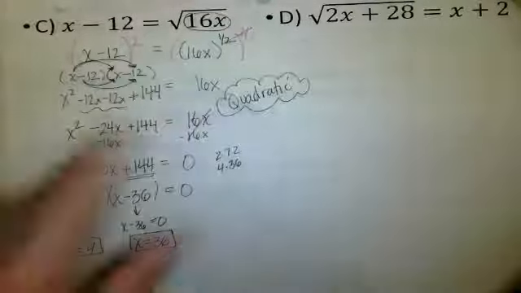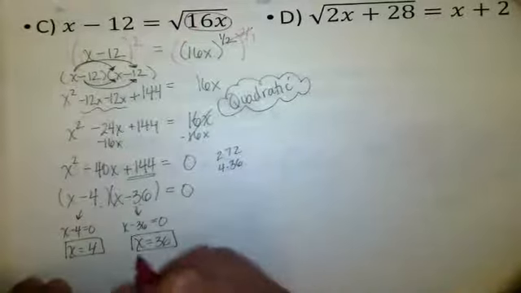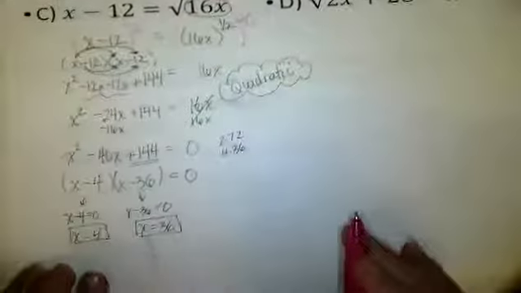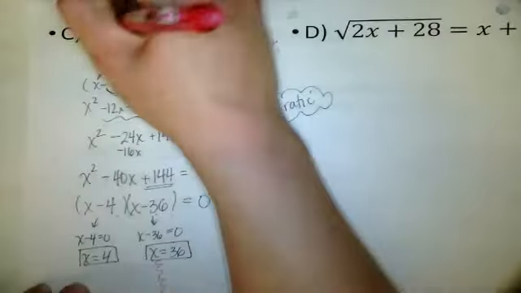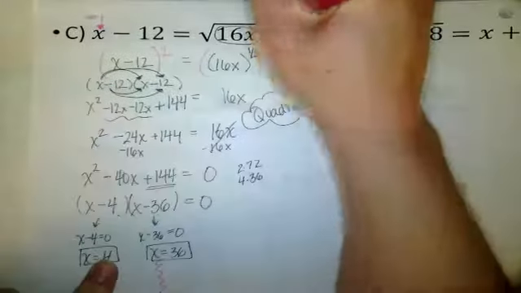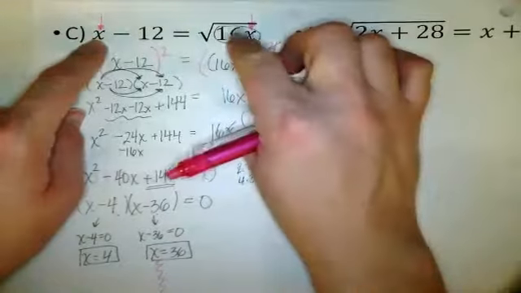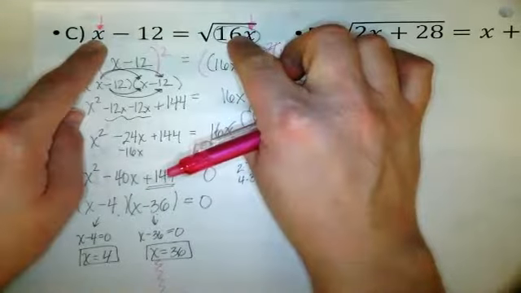Because whenever you have a radical, you need to check your answers. So here's the tricky part. We have 2 answers, so we have to do 2 separate checks. I need to drop in 4 to both of those x's. Don't drop in a 4 on the left and a 36 on the right. We can't change our x value.